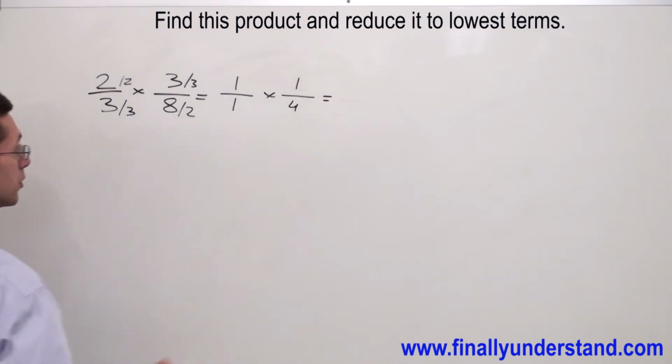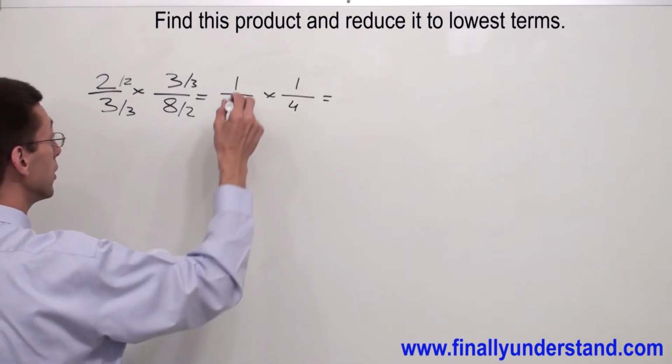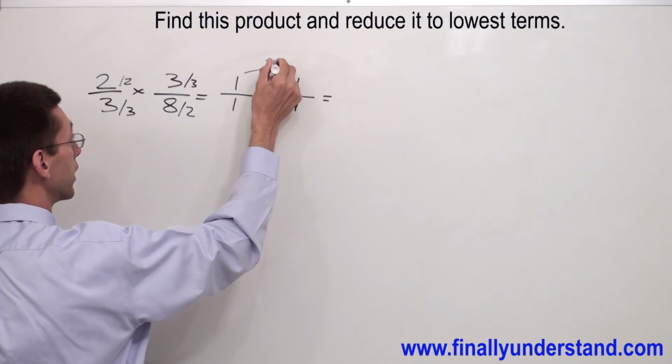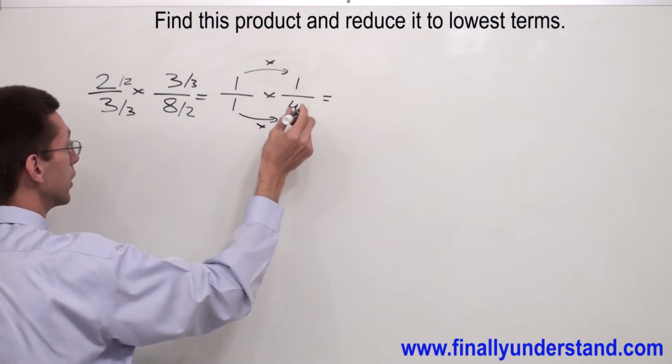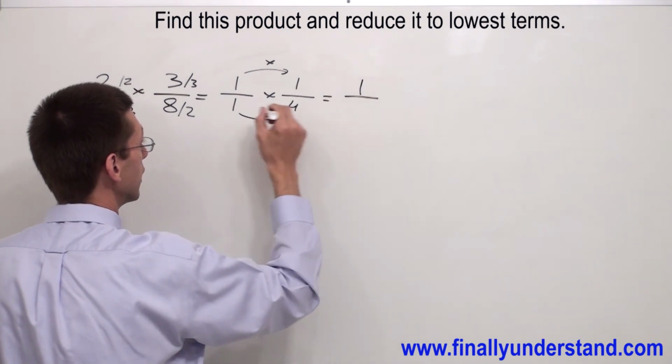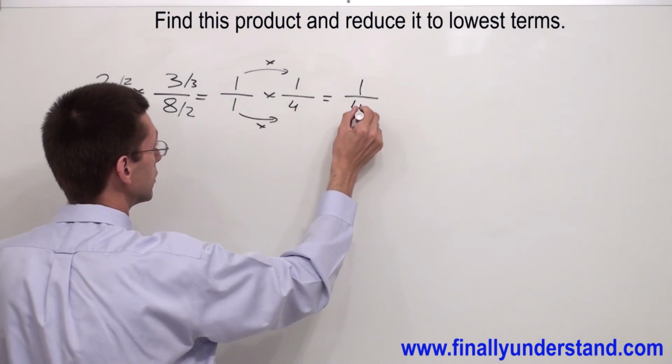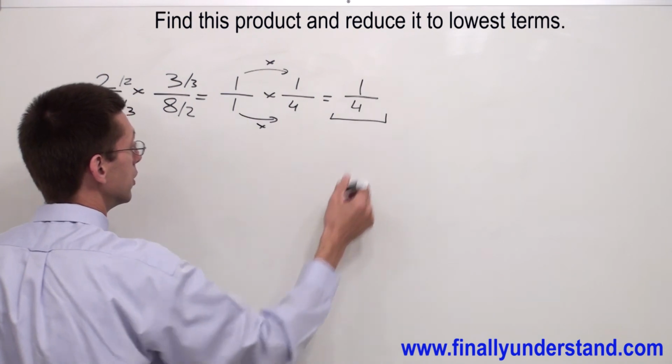Now I can perform the multiplication. Remember, anytime we multiply fractions, we have to multiply numerator by numerator and denominator by denominator. 1 times 1 gives me 1, and 1 times 4 is equal to 4. This is the solution to my problem.